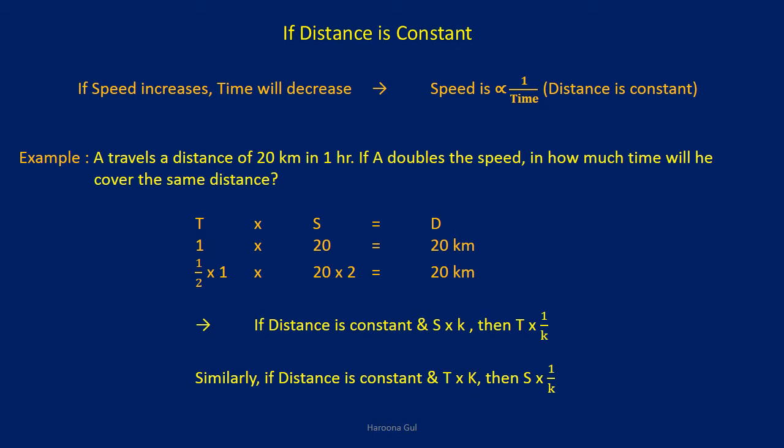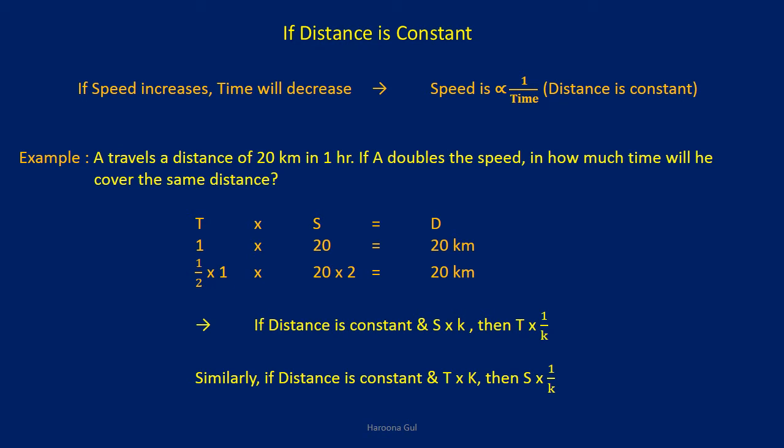And at the same time, the time, that is 1 hour, is going to be divided by 2, right? Because speed and time are inversely proportional, right? So if one is increasing, the other would automatically decrease, provided distance is constant. So distance is constant here, that is 20 kilometers, and our answer would be half an hour, right? So A is going to cover the same distance, that is 20 kilometers, in half an hour.